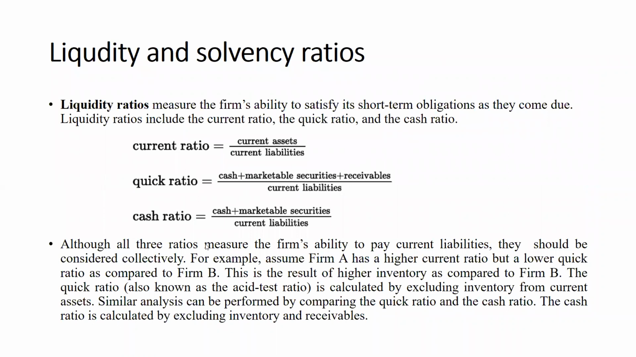Okay, coming to the liquidity ratios, which measure the ability to satisfy short-term obligations. There are three ratios: current ratio, quick ratio, and cash ratio. Here we can underline, look, current assets over current liabilities. If it's more than one, it's considered to be liquid.